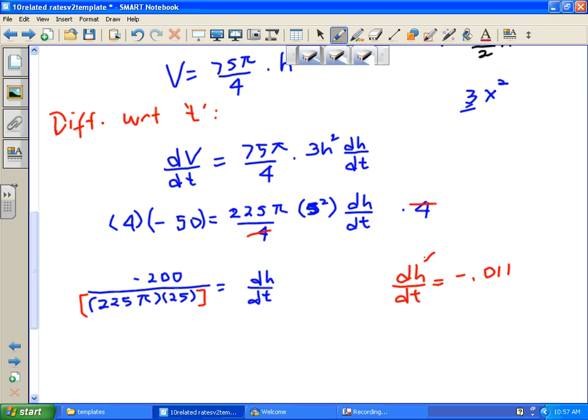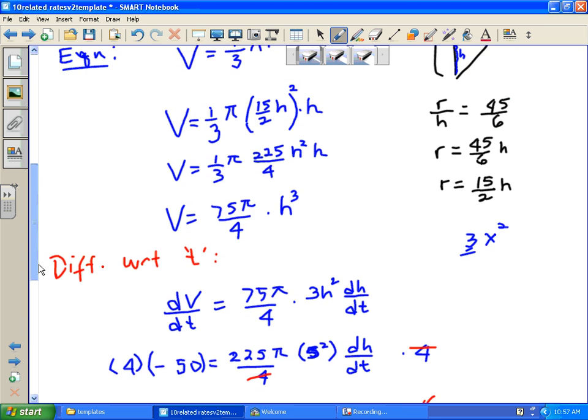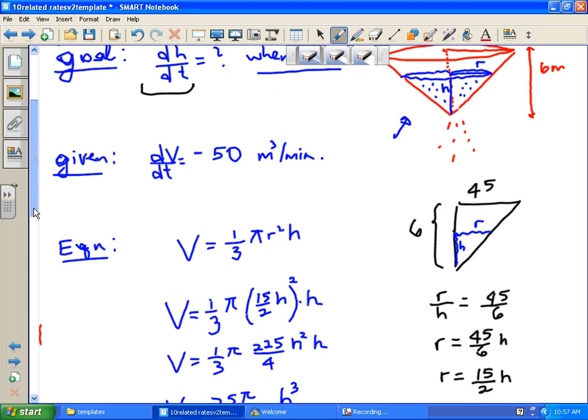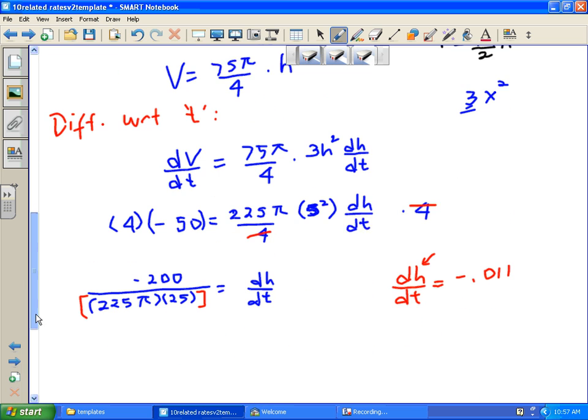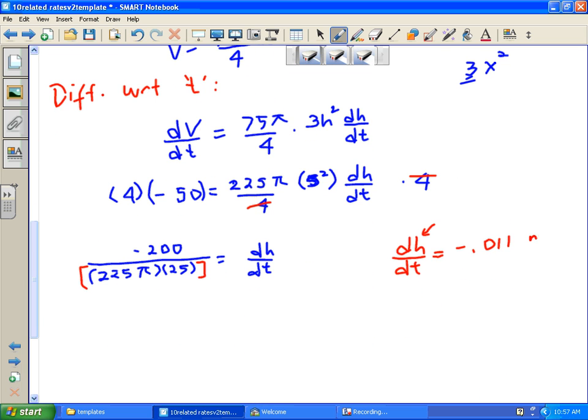And how about the units? We found dh/dt. The volume was given in terms of cubic meters per minute. So this will be then what? Meters per minute. The unit for length will be just meters, and the time is still minutes, so meters per minute. Yes, question?